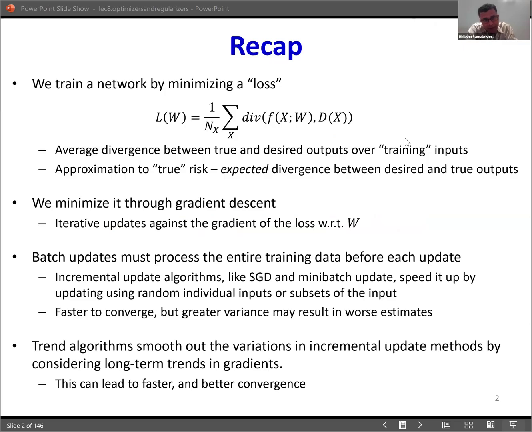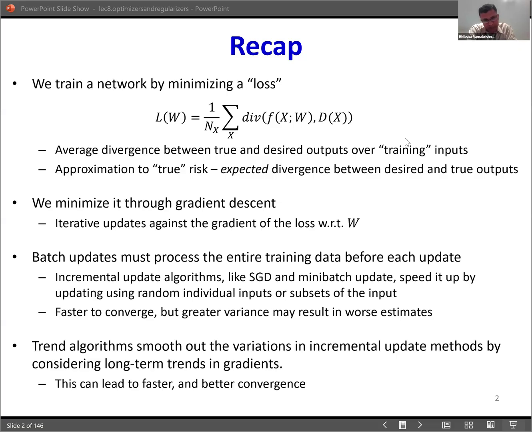So here's the recap. We saw that we train a neural network by minimizing a loss, which is the average divergence over a training set. And again, was this loss the actual objective we would like to minimize, or was it something else? What do we actually want to minimize? Guys, just as a recap, I'm sure all of you remember. What did we actually want to minimize? Anybody? Is it the expected divergence? That would be the expected divergence. And the loss is just a proxy for it.